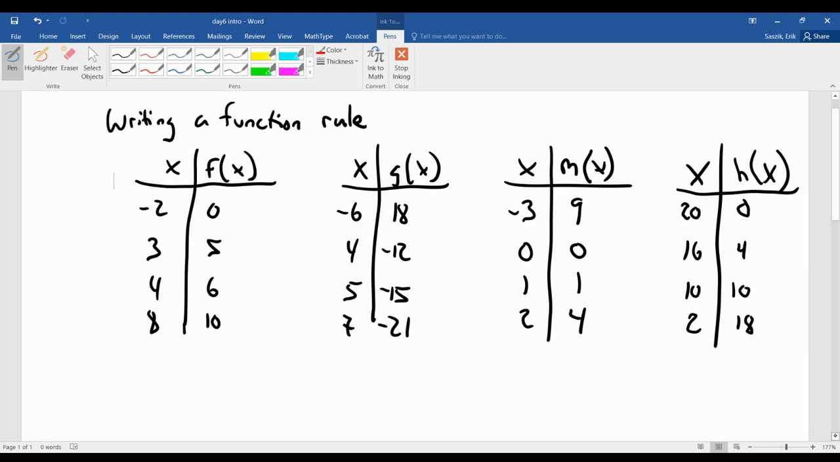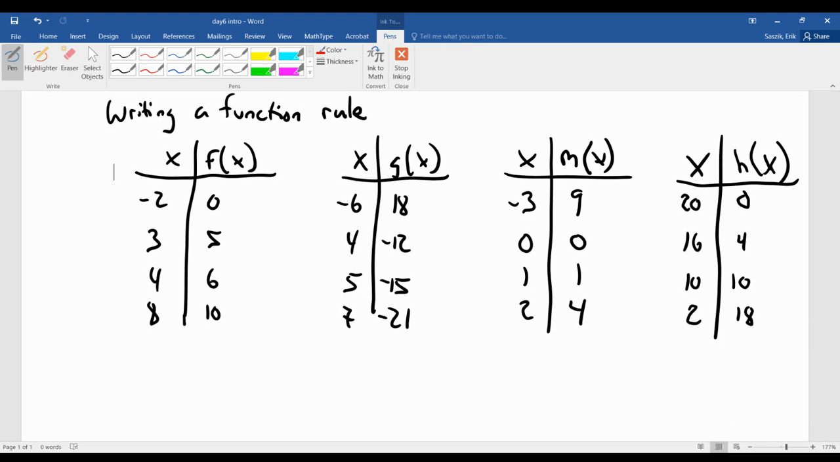So I'm going to do a quick introductory video on how to write a function rule. So you have four tables. In a moment here, you should probably pause this video so you can jot down these tables. Okay. And now I'm going to start to talk about it.